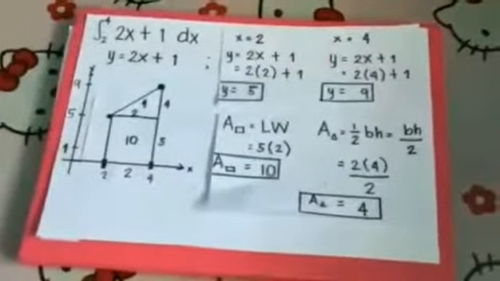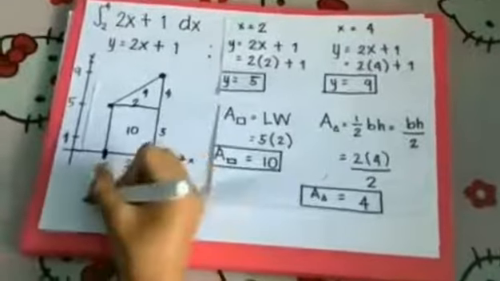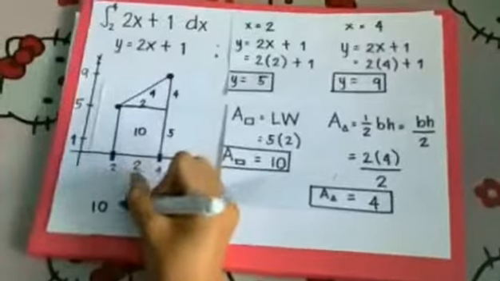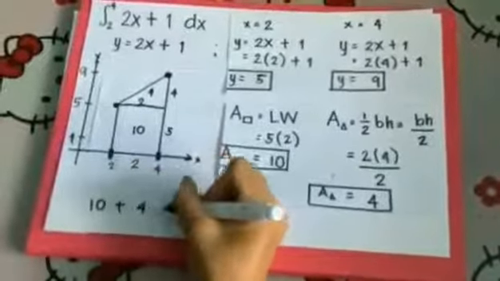So let's add the two areas. 10 plus 4 is equal to 14. Let's now evaluate this definite integral.